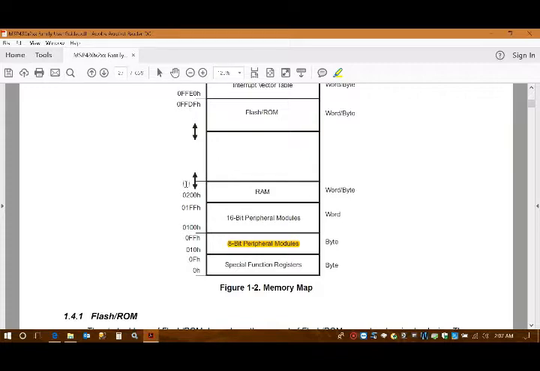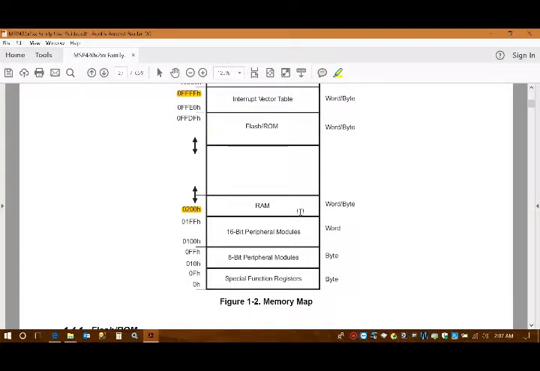Then there is a 16-bit peripheral module, that is this part of the memory map, from 0100 to 1FFX. The registers are stored over here. If you calculate, there are 256 registers over here. So 256 bytes or 256 registers are stored for your 16-bit peripheral modules. Now starts the RAM. You can see the RAM start is from 0200 hex. That is this one. But there is an arrow over here. What does that mean? That means how much RAM there will be depends on the device. It varies from device to device.